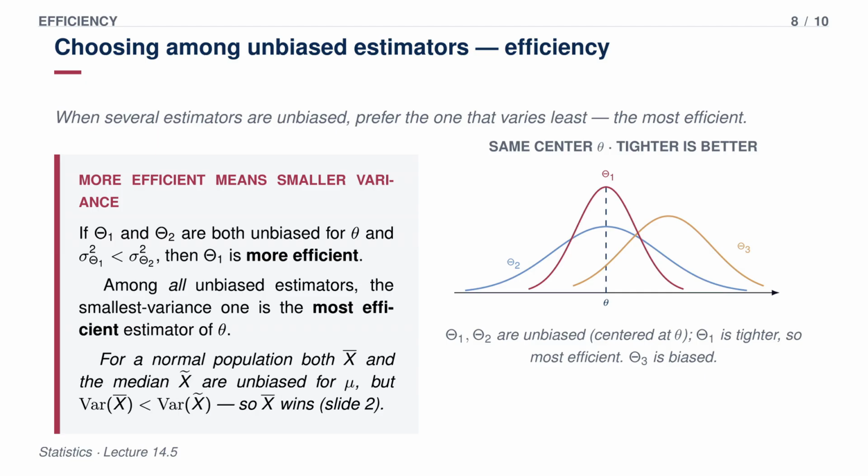And this finally settles the mean versus median question from earlier. For a normal population, both the sample mean and the sample median are unbiased for mu, but the mean has the smaller variance, so x bar is more efficient, and that's why it's our default. The median was unbiased too, it just wobbles more.